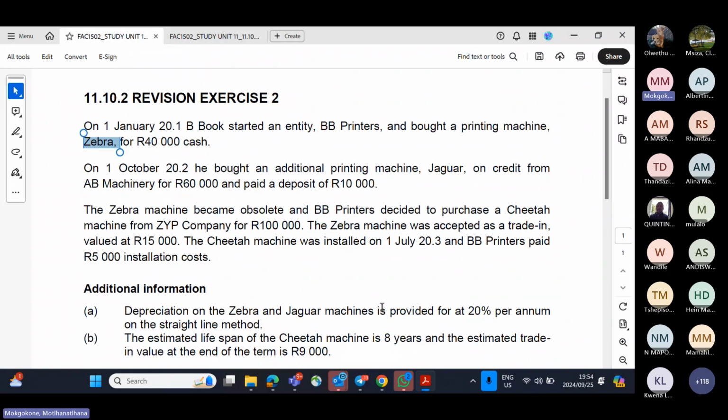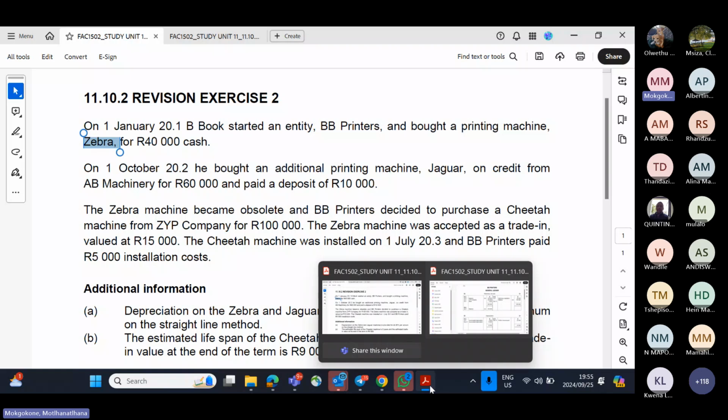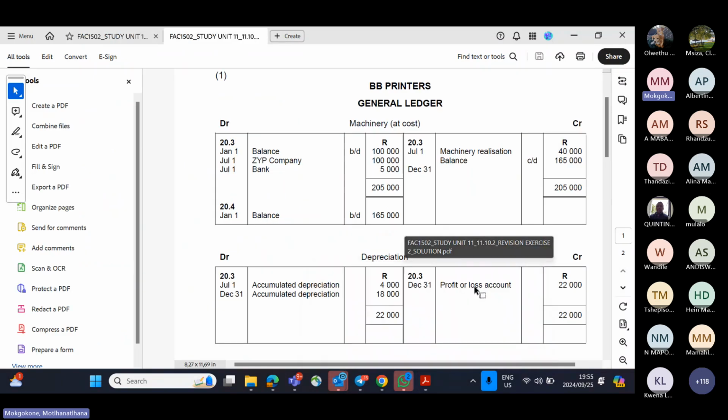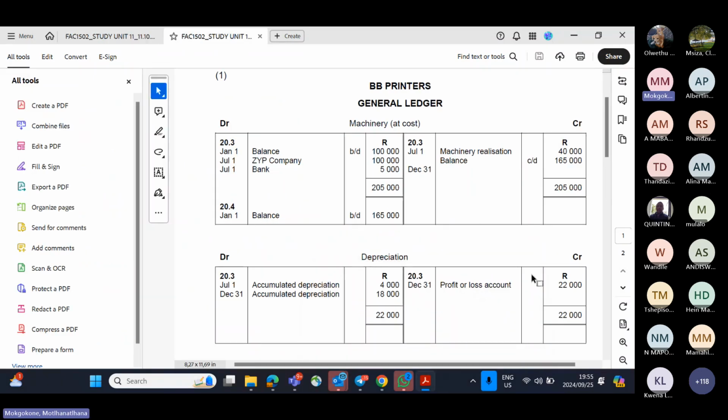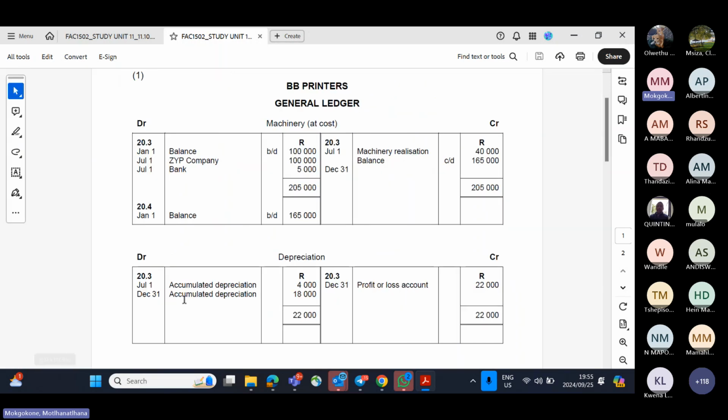Now we are done with the zebra machine. Let's look at the other machine to get the 18,000. Let's go back because I don't remember the solution. Yes, it's the 18,000 on the debit side, 31st December, 18,000.